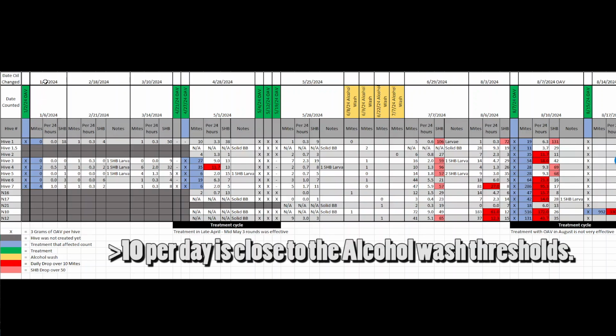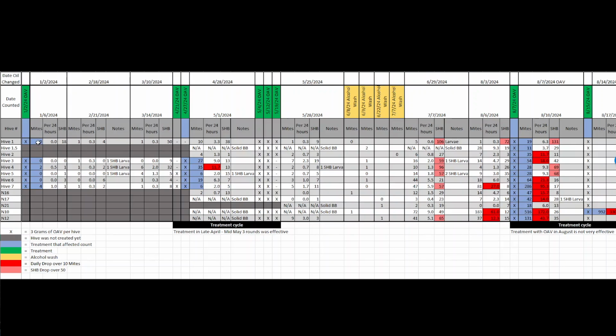So in very early January of last year, we had 0 mites. We had 2 and 4 for the highest. And one of our hives had a lot of small hive beetles in it. It had 18, and the rest were 0, 1s, 3s. I'll discuss the small hive beetles at the end, just for reference.